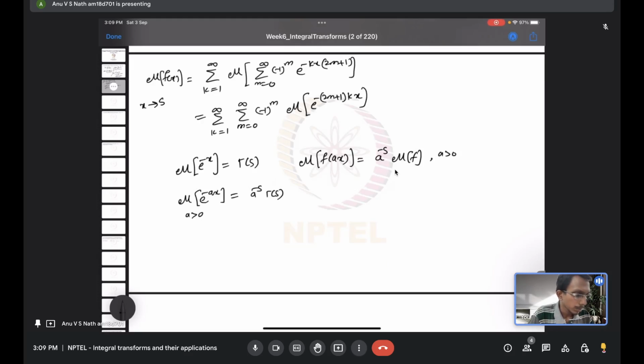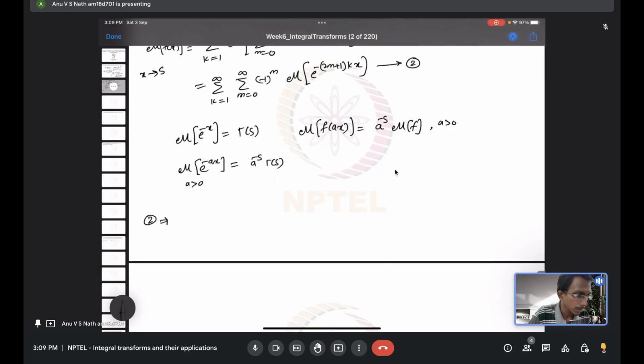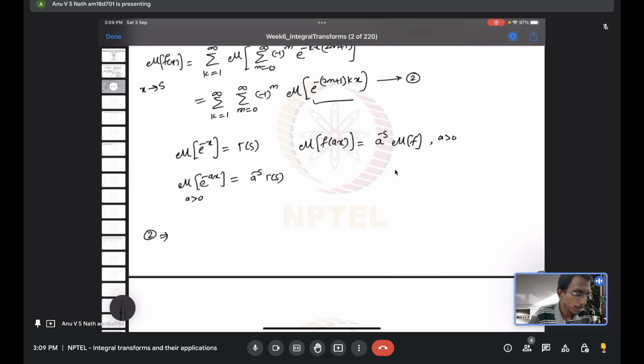So we use that in the second equation. From the second equation, we can see that we need the Mellin transform of an exponential with a being the constant 2m plus 1 times k. So we can just replace that using this result we have here. So the summation terms will remain the same.